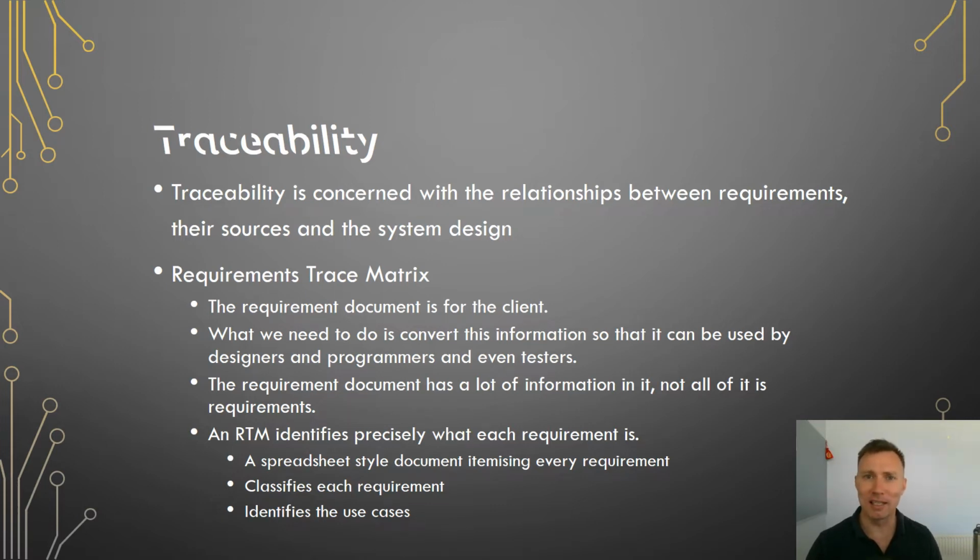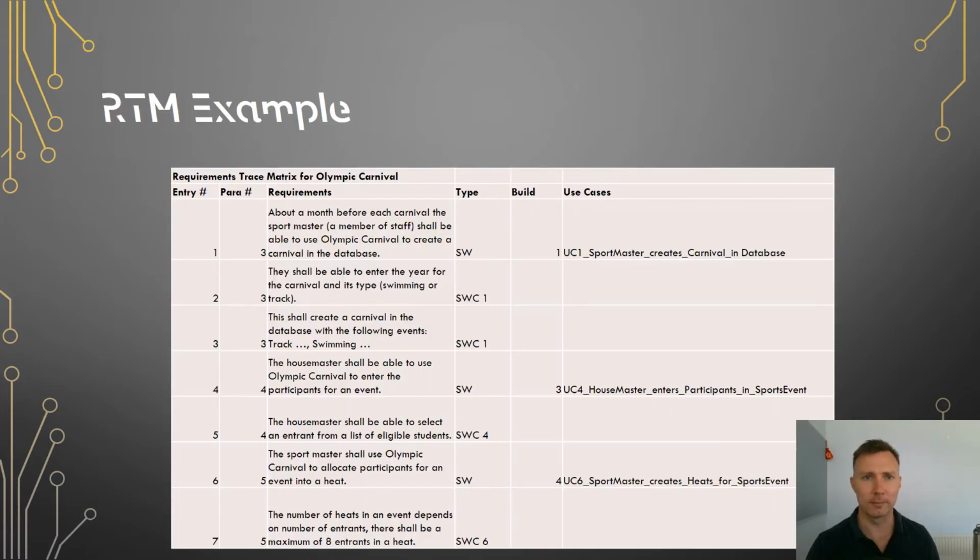RTMs are usually done in a spreadsheet, and each requirement is identified and numbered and linked back to its origin. Each requirement is classified and a use case is written for all of the requirements that need one. Here's an example of a requirements trace matrix. Entry number is just sequential. Paragraph number indicates where the text came from in the requirements document. The type is a limited set of categories that we'll talk about later. The ones here are software and software constraint types.